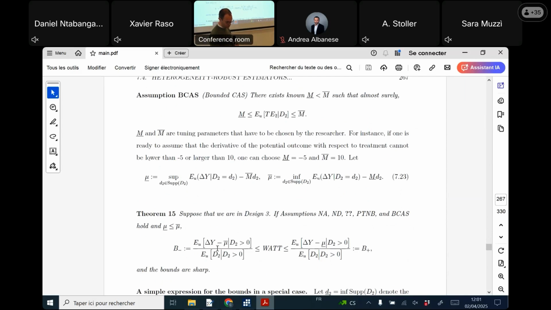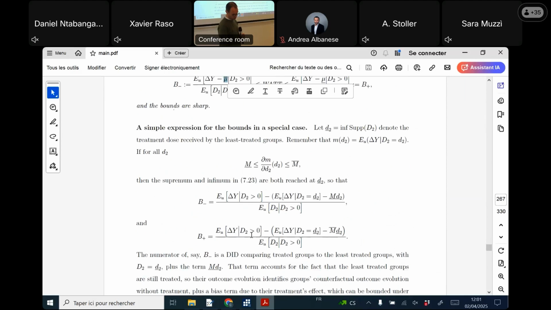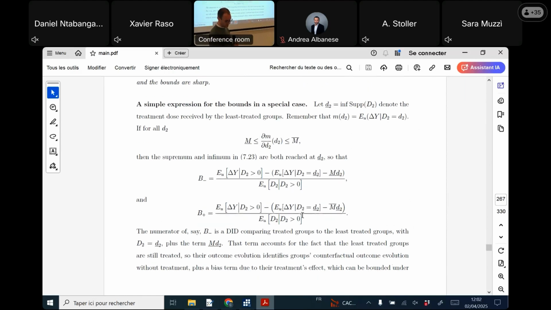And essentially the intuition for the bounds is that we're going to be using the groups with the lowest treatment dose as the control group, but that will give us partial rather than point identification, because those groups with the lowest treatment dose are still treated, and therefore their outcome evolution is not the Y0 evolution that we are after, but it's a Y0 evolution plus a treatment effect. But if we are ready to assume that we know ex ante some bounds on the treatment effect, then from their outcome evolution, we can back out bounds on the Y0 evolution, which are expressed here. So that's the first possibility.